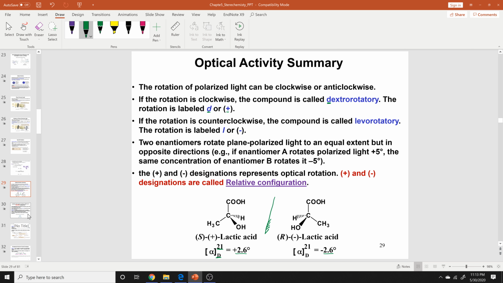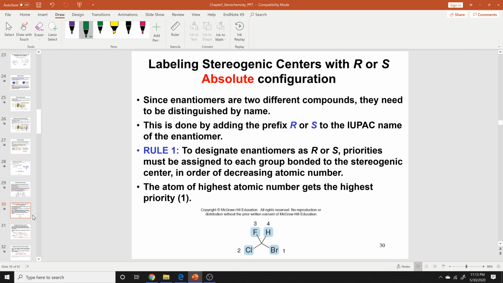There's another type of configuration, and that configuration is the most used one. It is the configuration around the chiral center, the one that you can basically do on paper. We call this the absolute configuration. It's the configuration or the rotation around the chiral center. Chiral centers can be rotated either clockwise or counterclockwise.